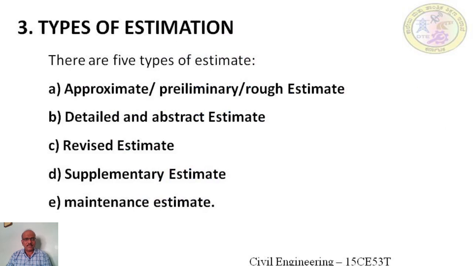Next is types of estimation. There are 5 types of estimations. The first one is approximate estimation, or preliminary estimation, or rough estimation. The second one is detailed and abstract estimate. The third one is revised estimate. The fourth one is supplementary estimate, and the fifth one is repair and maintenance estimate.